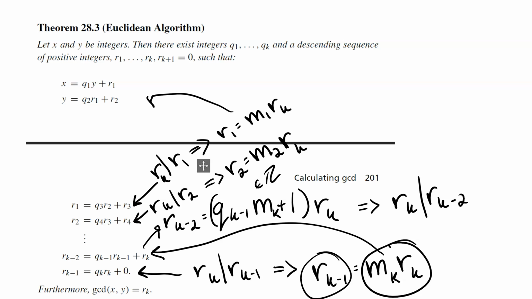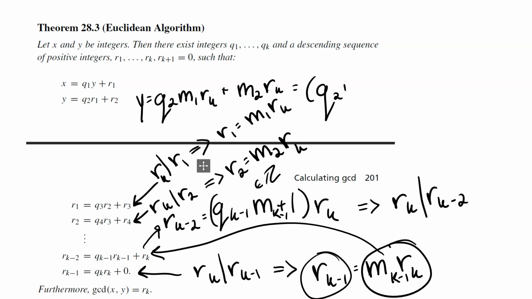So now we plug both of these things back up here, and we have that y equals q2 times m1 rk plus, oh, k minus 1, sorry, is what I meant for this m. Okay. Plus m2 times rk, which is q2 m1 plus m2 times rk. So rk divides y. Wow, how insane is this?